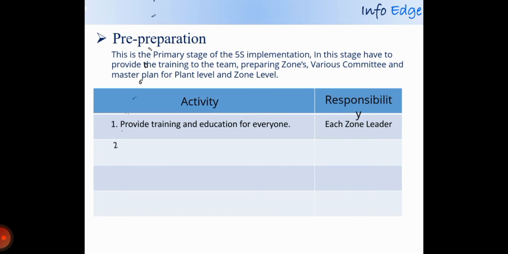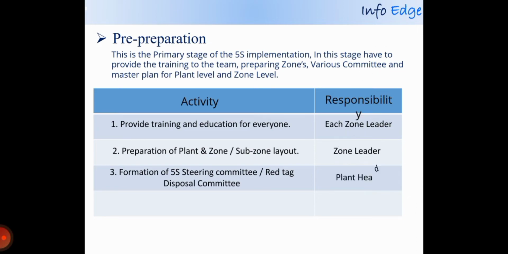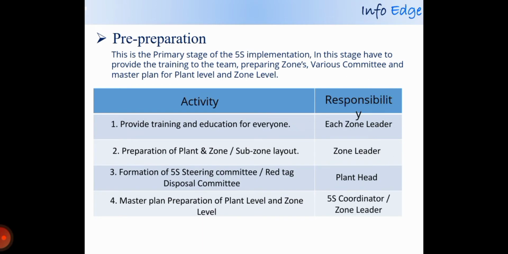Then the next activity is to prepare the plant, zone and sub-zone layout to identify the locations. This responsibility goes to the zone leader. The third activity is to formulate the various committees, like the 5S steering committee, red tag disposal committee, and other applicable committees, during this preparation stage. This responsibility goes to the plant head. The fourth activity is to prepare the master plan for the plant level and the zone level. This responsibility lies with the 5S coordinator and the zone leader.